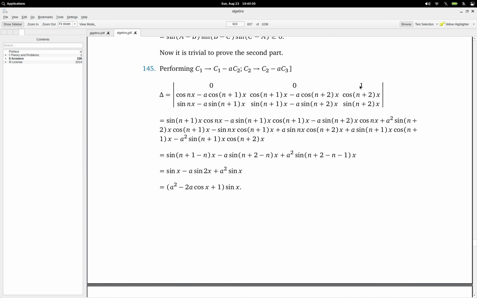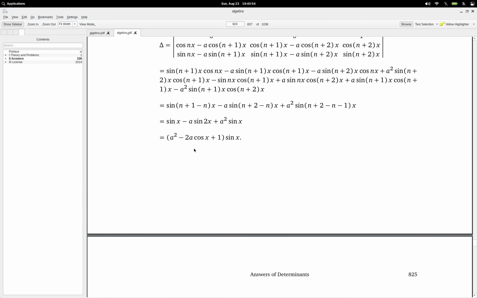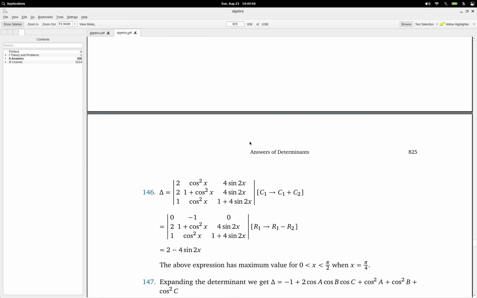So we evaluate against this one, okay, and we will have sin (n+1)x cos nx, that is the multiplication of these two, and then minus multiplication of these two, which is here. And upon evaluation, you will end up arriving at a square minus 2a cos x plus 1 sin x. Let me know if there is anything wrong in the calculation, and thus we will have our delta.